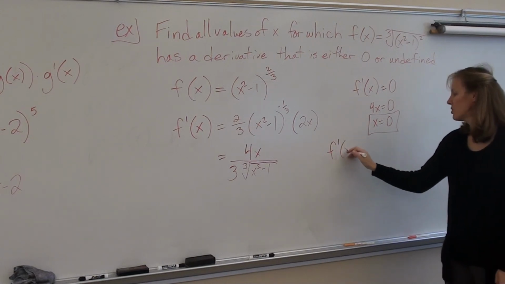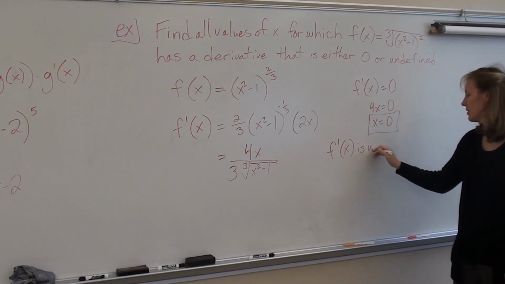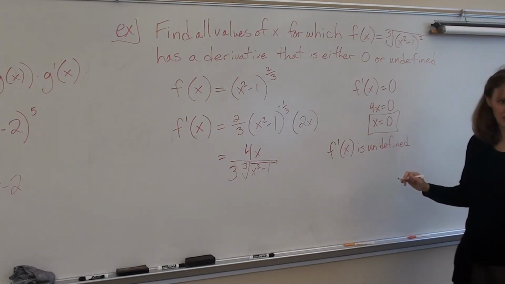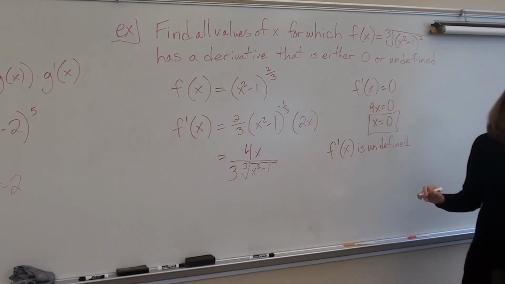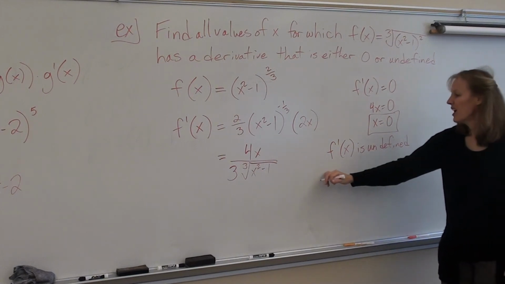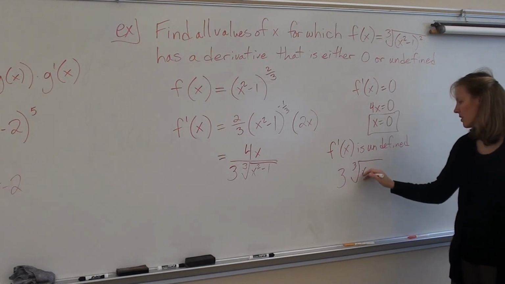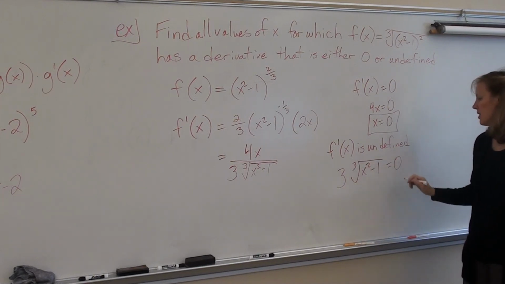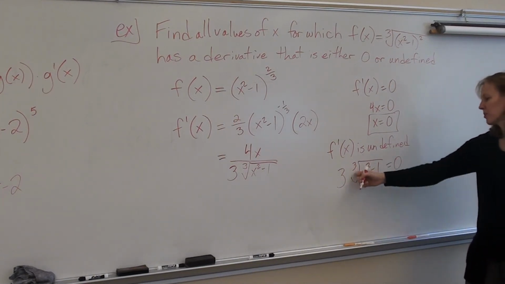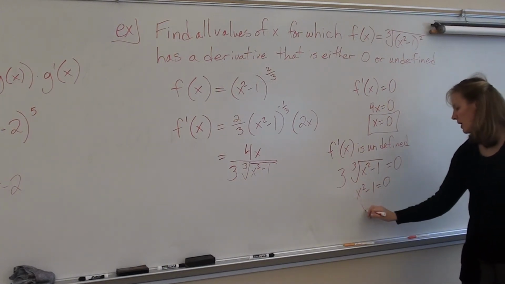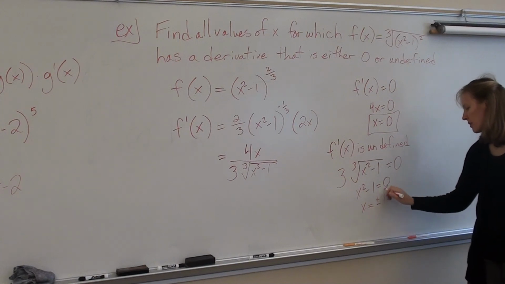To find where the derivative is undefined, I set the bottom equal to 0. To solve this, divide by 3, cube both sides, you end up with x squared minus 1 equals 0, and x is plus or minus 1.